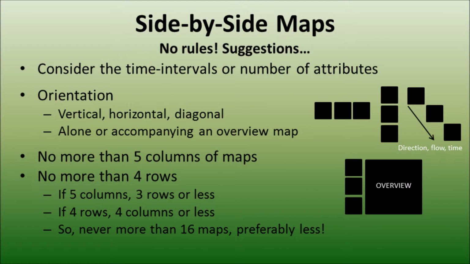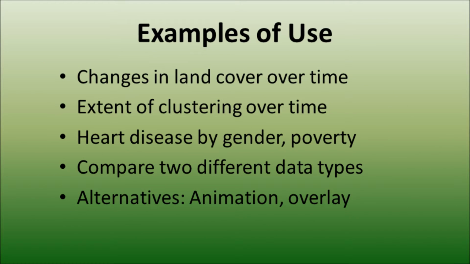I've had trouble finding suggestions for side-by-side maps or finding any sort of cartographic reference, so here are a few suggestions. Feel free to pause the video here. Again, these are just some general suggestions as I look through a couple dozen side-by-side maps. You can use side-by-side maps to look at changes in land cover over time, the extent of point clustering, heart disease by different variables like gender or poverty, and look at different types of data. And as alternatives to side-by-side maps, you can use animations and overlay.